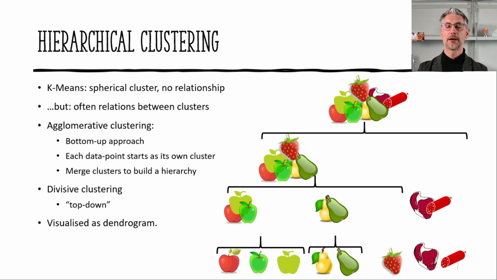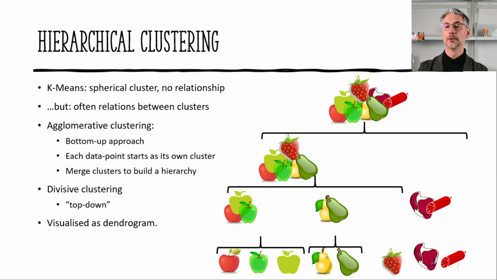Another approach is called hierarchical clustering. K-means is a spherical cluster and we don't have relationships between those clusters. However, quite often we do have relations between objects and clusters. And this can be done with agglomerative clustering.